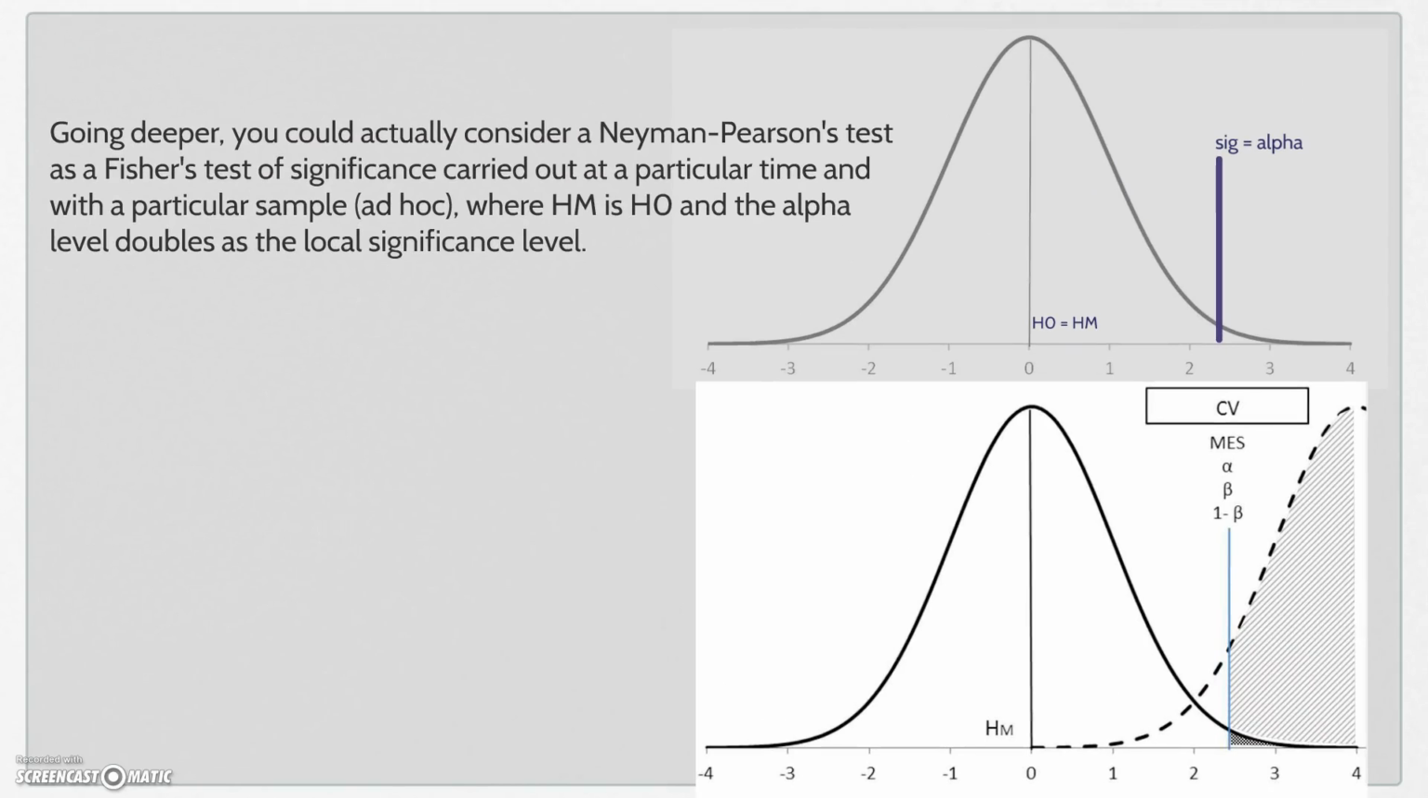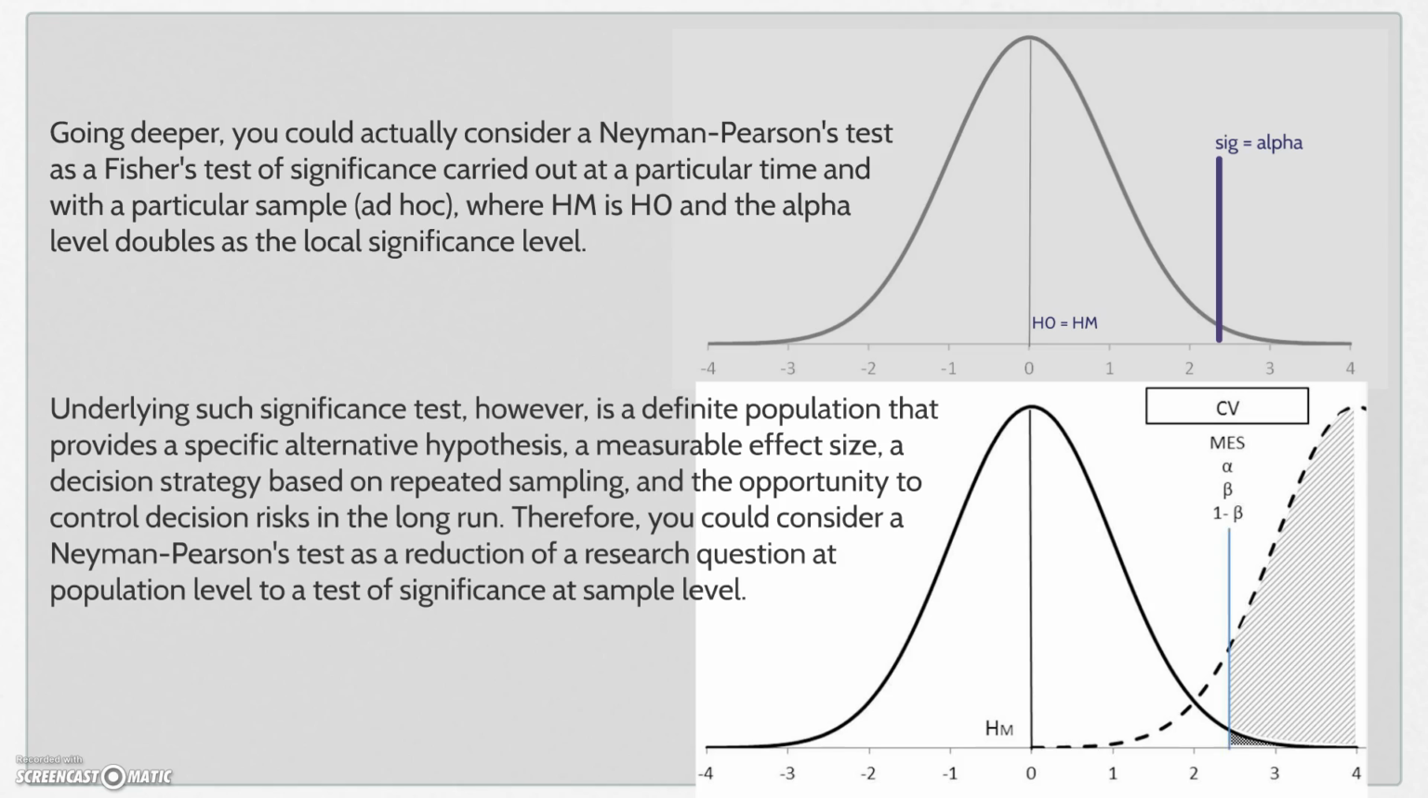Now, going deeper, we could actually consider a Neyman-Pearson's test as a Fisher's test of significance carried out at a particular time and with a particular sample, where the main hypothesis is the null hypothesis and the alpha level doubles as the local significance level. Underlying such significance test, however, is a definite population that provides a specific alternative hypothesis, a measurable effect size, a decision strategy based on repeated sampling, and the opportunity to control decision risk in the long run.